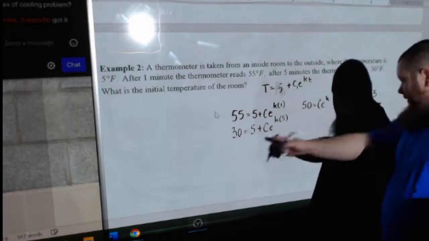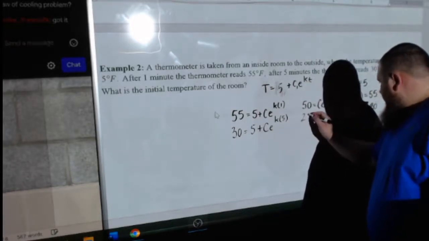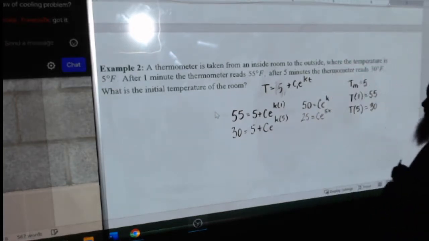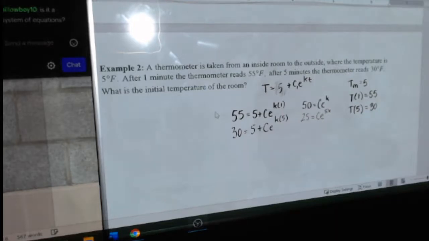Okay, and then this one here would be 25 = Ce^(5k). Any thoughts on how I might be able to solve this? It is a system of equations. So would you like to use substitution, elimination, or something else?